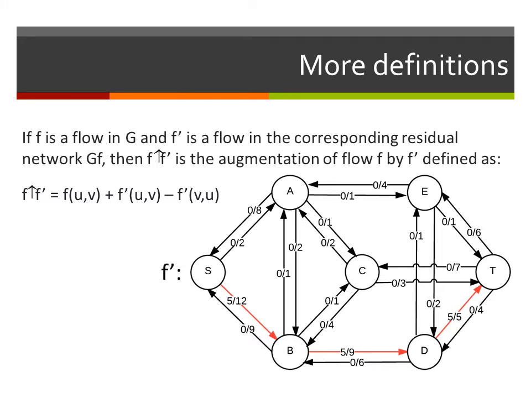If f is a flow in a flow network G and f prime is a flow in the corresponding residual network, then we can define the augmentation of flow f by f prime as the flow of an edge plus the difference of the corresponding two edges from the residual network.